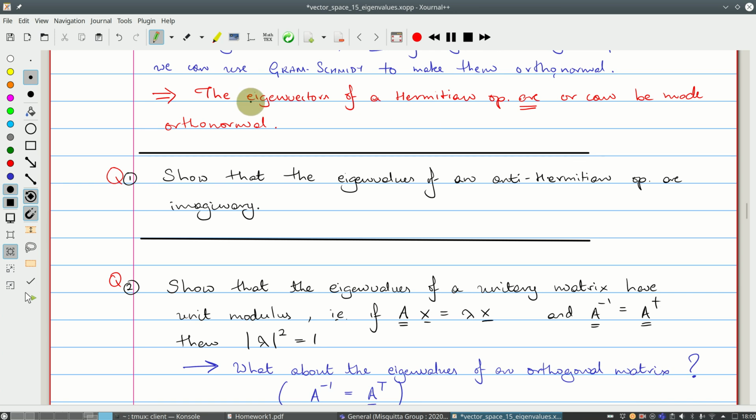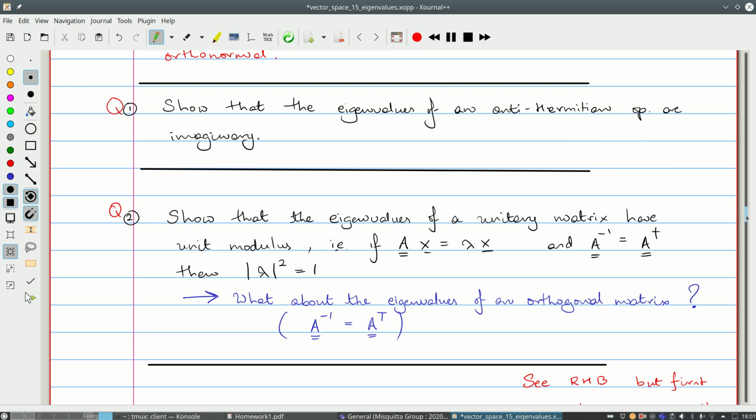Alright, so I just wanted to write down some questions, and here they are. So here's question 1 for you. We have looked at the properties of Hermitian operators. Now I'd like you to show that the eigenvalues of an anti-Hermitian operator are imaginary. Okay, so this is a proof which, try and do it first. The proof is in Riley, Hobson and Bence, but try and work it out on your own using the same kind of ideas we have used for Hermitian operators.